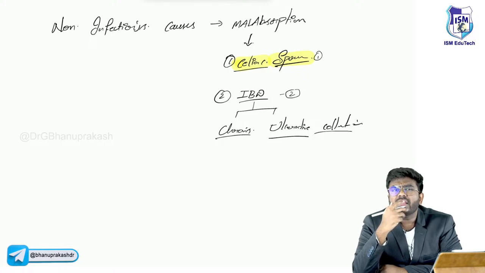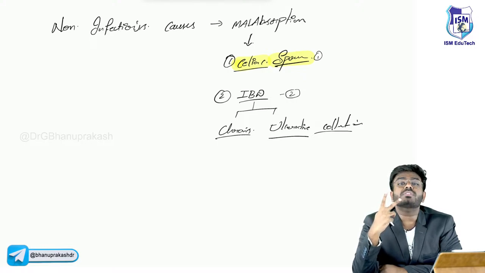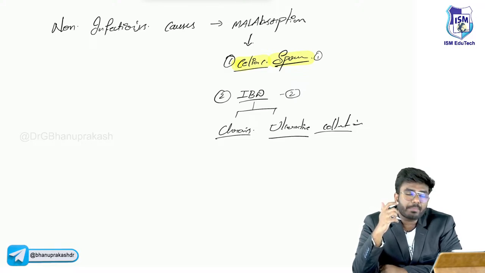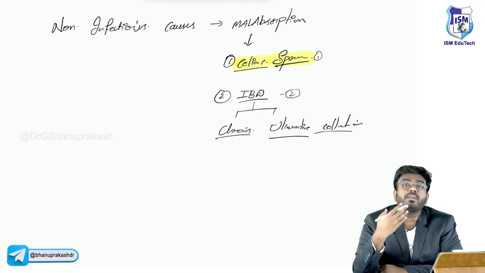Whenever they take this food, this gluten is recognized as an antigen. So what will they do? They will start the immune reaction. They will produce antibodies against this gluten. Whenever the persons are taking the gluten, antibodies are going to be produced against it.